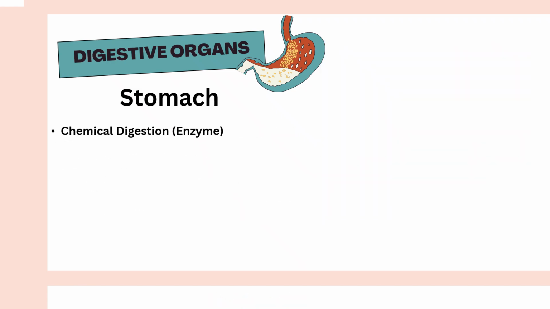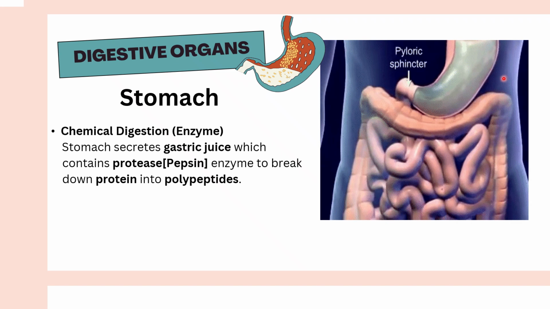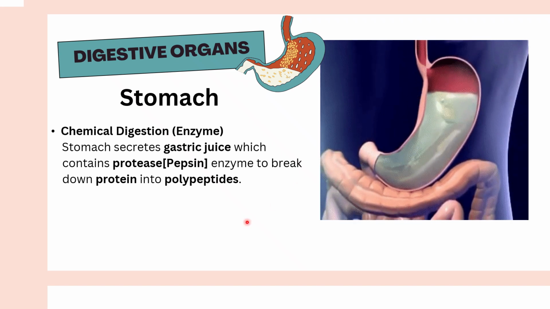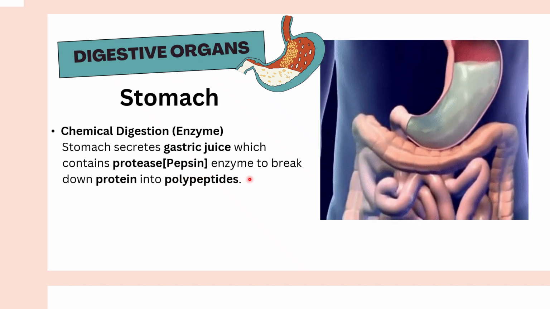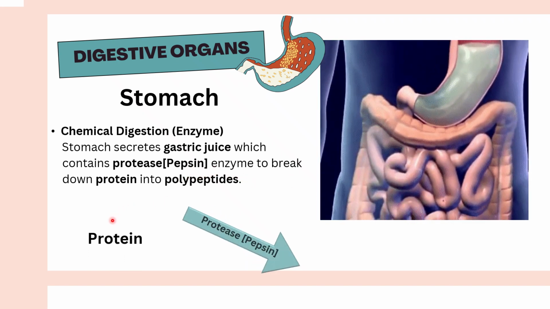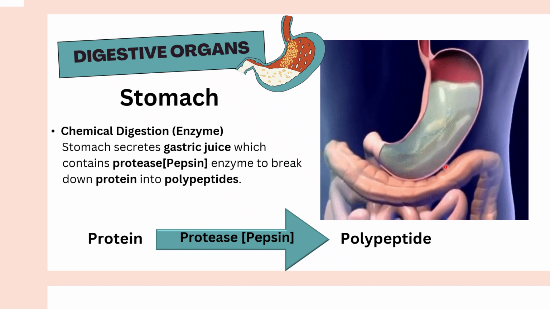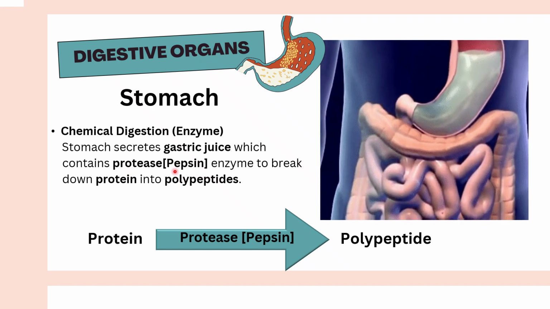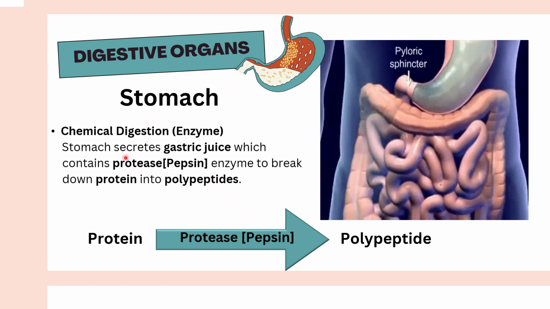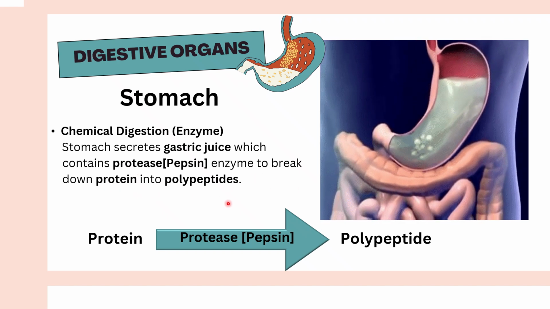Also inside the stomach there is chemical digestion, and we said chemical digestion is done by enzymes. The stomach secretes gastric juice. Gastric juice contains an enzyme called protease, or we can call it pepsin. It's the pepsin enzyme that breaks down protein into polypeptide. Again, the stomach wall secretes gastric juice, which contains the enzyme called protease, or pepsin, as pepsin is one of the proteases that breaks down protein into polypeptide.